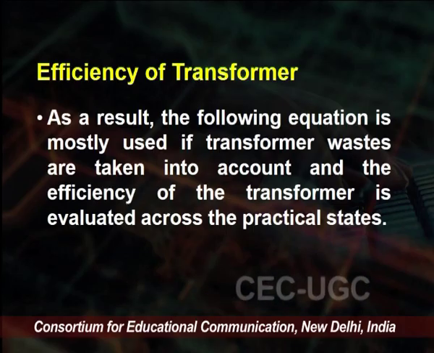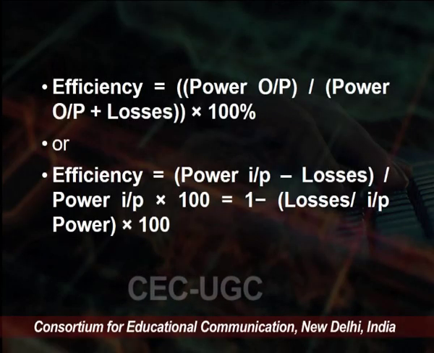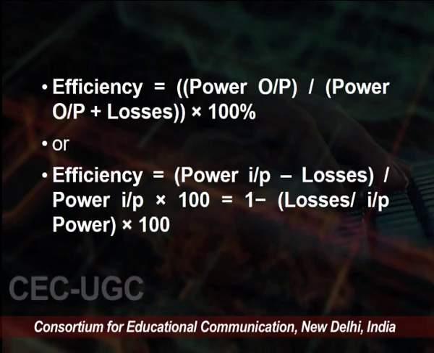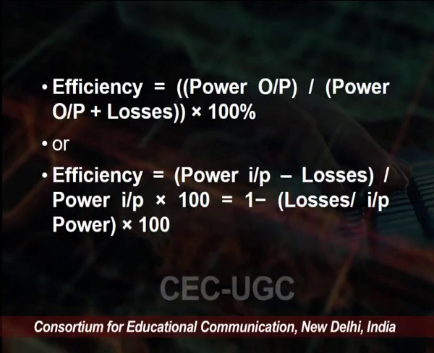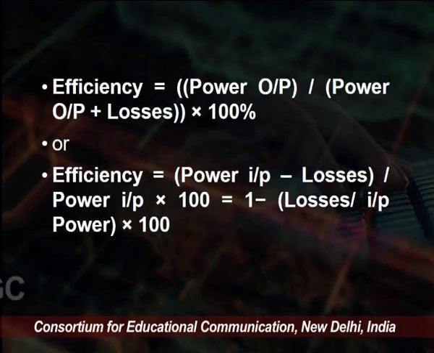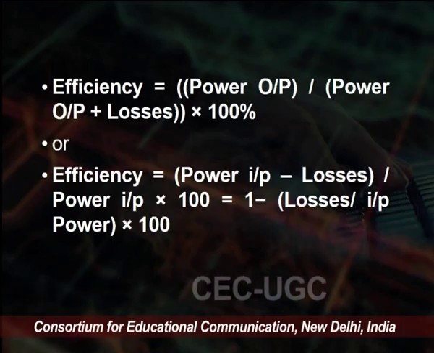If the transformer losses are taken into account and the efficiency of the transformer is evaluated across the practical aspects, then efficiency is equal to the power output divided by power output plus losses, times 100%. Or we can say efficiency is power input minus losses divided by the power input times 100, which is equal to 1 minus losses divided by input power times 100. So, we use this if we have some losses, that is, not the case of ideal conditions.